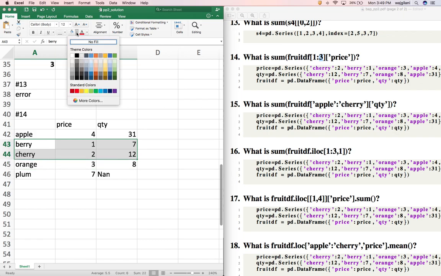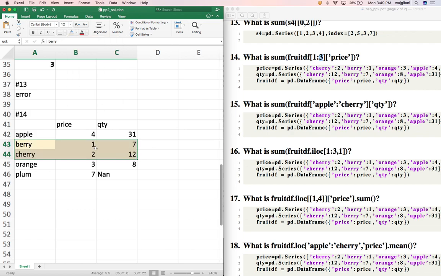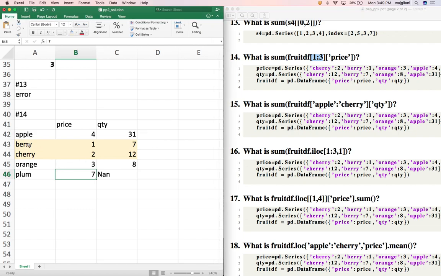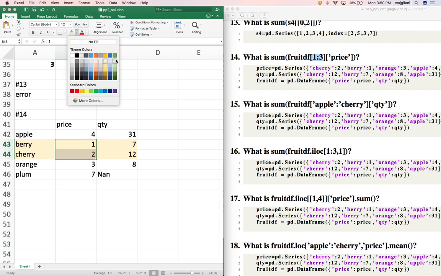So I'm grabbing this row right here. I will highlight it. Excellent. So this first part right here, 1:3, is basically filtering these two rows. The second row, the third row, but not the fourth row. Okay, not the fourth row. 0, 1, 2, 3, and 4 are not selected. Done. Now, I'm throwing the additional square bracket right after it to select the column I want out of those rows. I selected these two rows right here, and out of those two rows, I want the price column right here. These values, I'll highlight them green.